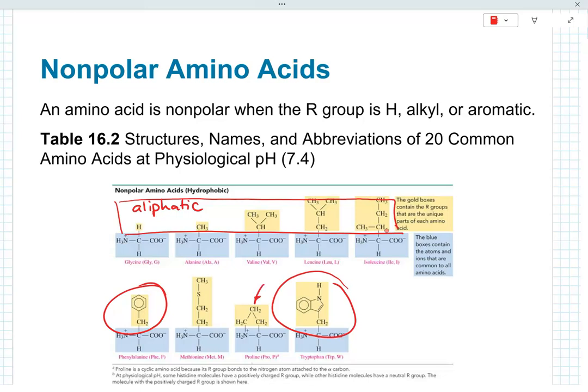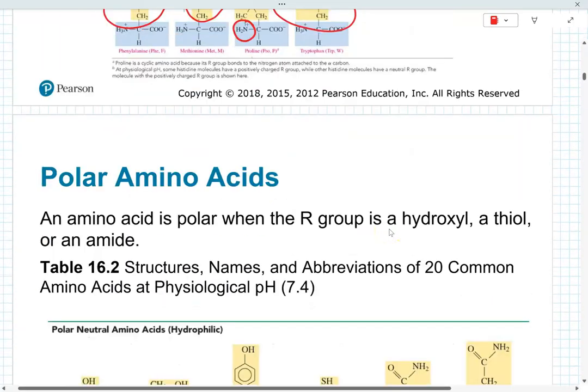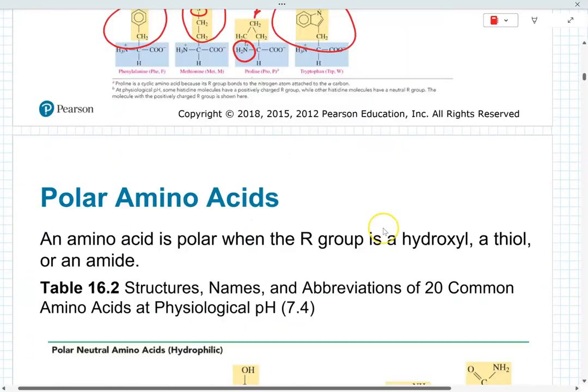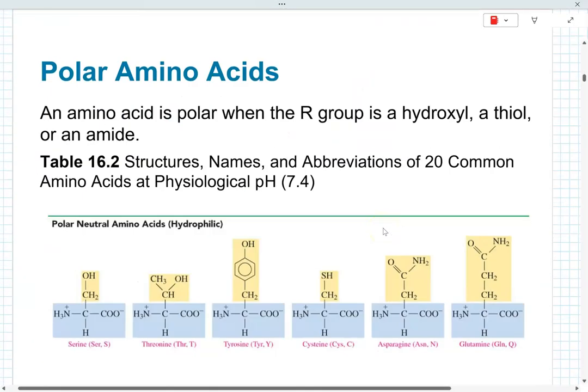Proline is a cyclic one. It's slightly different. Technically, it's also aliphatic. You see, the amino group looks slightly different. And methionine, shown here, is also a fairly non-polar amino acid because this sulfur does not really provide much polarity to the bonds. When we cover the different types, I will explain what you can expect on your fourth and final exam.